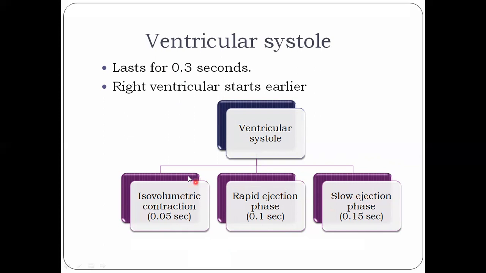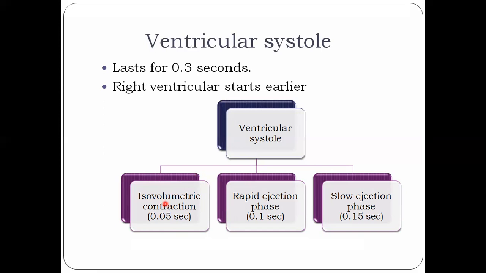First, let's concentrate on isovolumetric contraction. Let's break the word. Since this is a subphase of the systole, obviously contraction is the contraction of the ventricle. But what are these two words, iso and volumetric? Iso means same, right? So the volume of blood in the ventricle remains the same. Even when the ventricle contracts, the volume of blood in the ventricle remains the same. So that is the meaning of this phase.